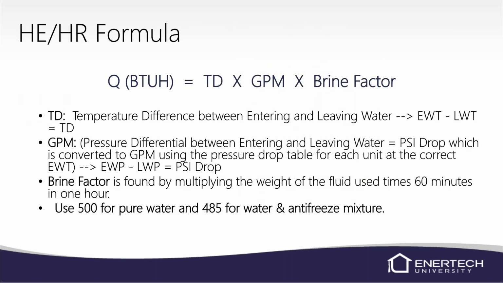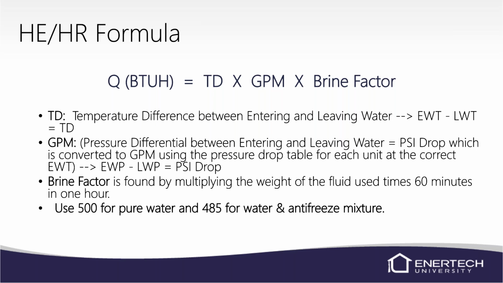Here is the calculation for figuring out our heat of extraction or heat of rejection. The calculation does not change for cooling mode or heating mode. In heating mode, we're just extracting from the loop field and putting that heat into the home. And in cooling mode, we're taking the heat from the home and rejecting it into the water, which in turn rejects it into the loop field.